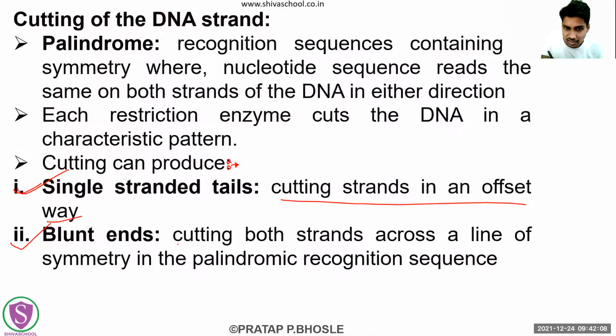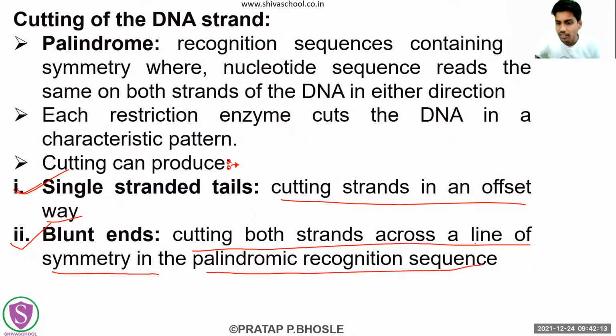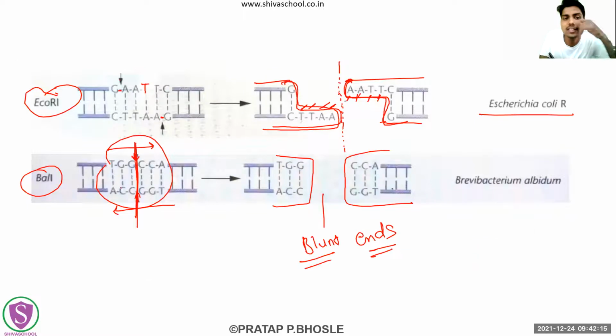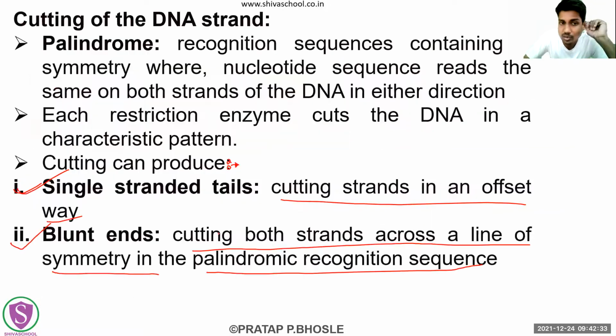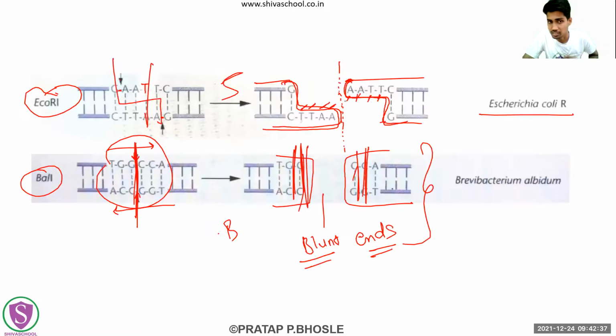So this is cutting both the strands across a line of symmetry in the palindromic recognition sequence. Here the cutting is in a symmetric way. There is a particular symmetry in the cutting. So this type is called what? This is producing a blunt end. Here there is no symmetric cutting, so this is producing sticky ends. This is producing blunt ends. So this type of cutting is done by the restriction enzymes on different DNA strands.